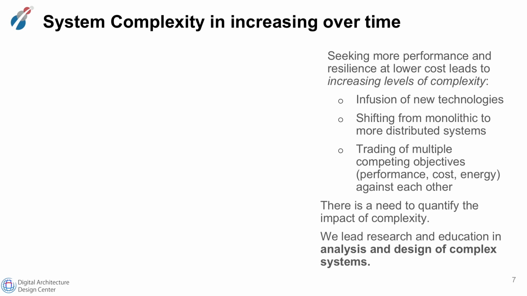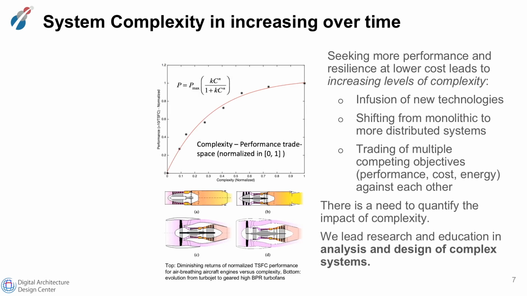And this is also a driver of complexity. So here's an example from my home domain, which is aerospace engineering, of this increase in complexity. This picture shows you on the x-axis complexity, which we measure in a quantitative, rigorous way, and it's normalized between 0 and 1. So 1 is the most complex aircraft engine that's currently on the market. And the y-axis is performance, in this case, fuel burn, or 1 over the fuel burn of the engine. So the higher, the better.